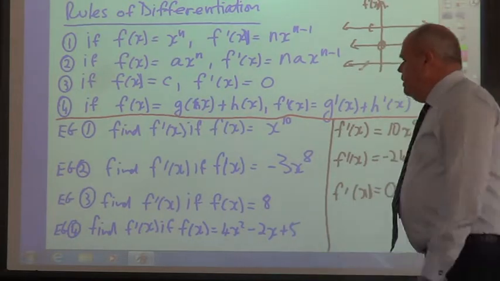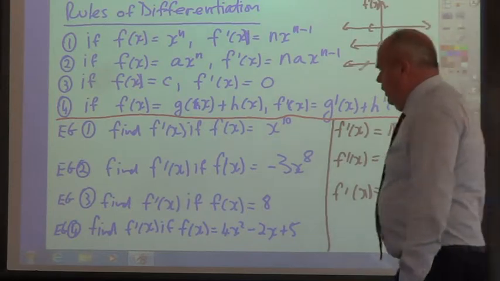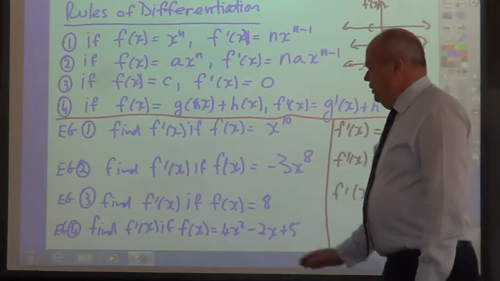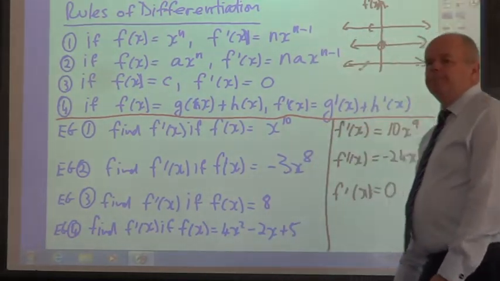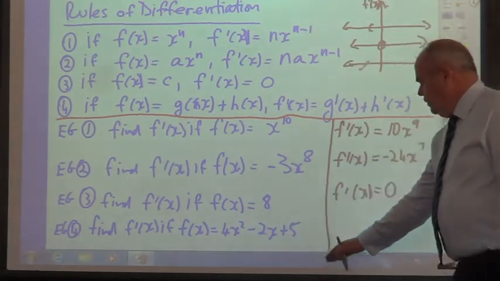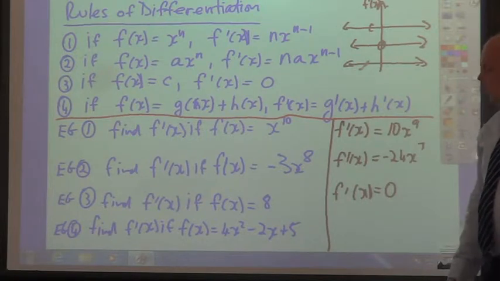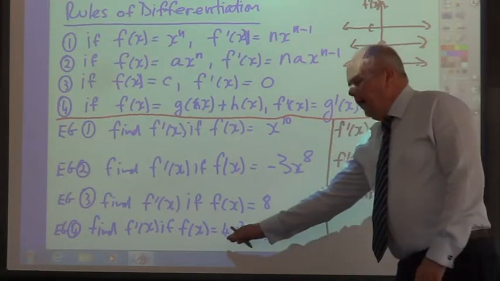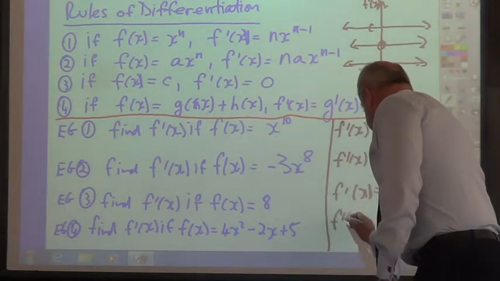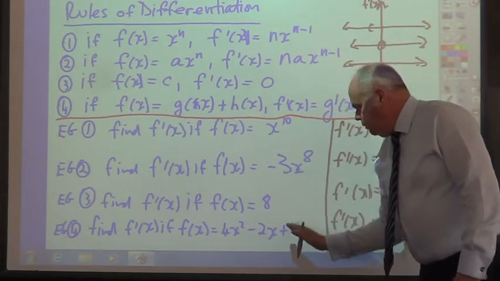So that's rule 3. Now, rule 4 is really just saying that the derivative of a function is equal to the derivative of each term of the function. Now that makes it very easy to differentiate functions like that. This is the one we did via first principles in the previous lesson. We're going to see how easy it is actually to find the derivative of a seemingly complex function. So we just differentiate term by term.